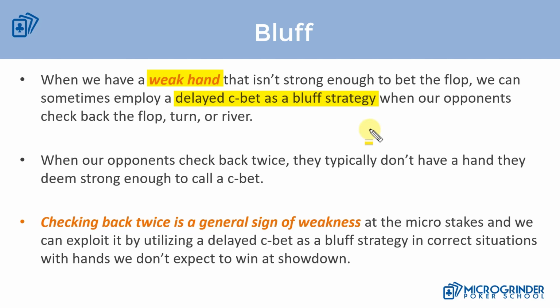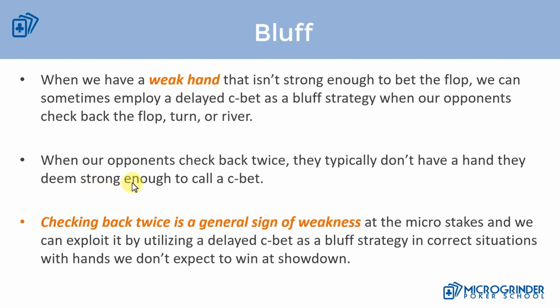So when would we want to do this? Well, typically if we're checking and our opponents are checking twice, that's a good sign that they don't really have that strong of a hand. So checking back twice is generally a sign of weakness at the micro stakes, and we can exploit that with a hand that really doesn't have that great of showdown value by bluffing in the correct situations against opponents that are going to fold. Now, against a calling station, this isn't going to work, but against somebody that plays more fit or fold, and we think that they are on the needier side, then we can utilize this type of strategy.